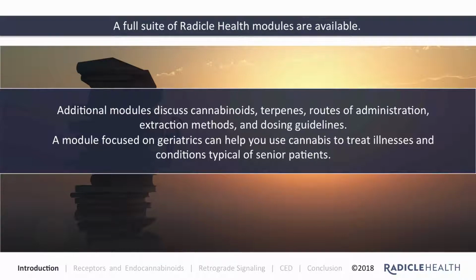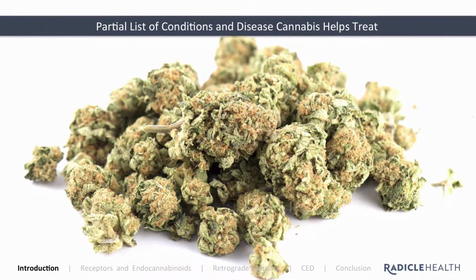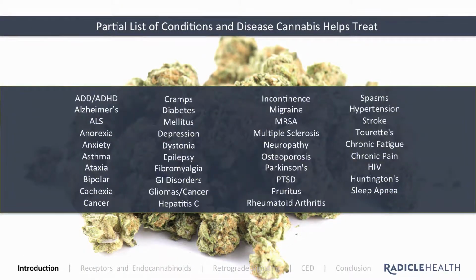Let's get started. This is a partial list of conditions or diseases for which cannabis has demonstrated efficacy in either animal models or in clinical studies. Notice that the list contains examples of neurological disorders, psychological disorders, gastrointestinal disease, infectious disease, and inflammatory disease. This is an incredibly wide range of conditions that cannabis helps treat.